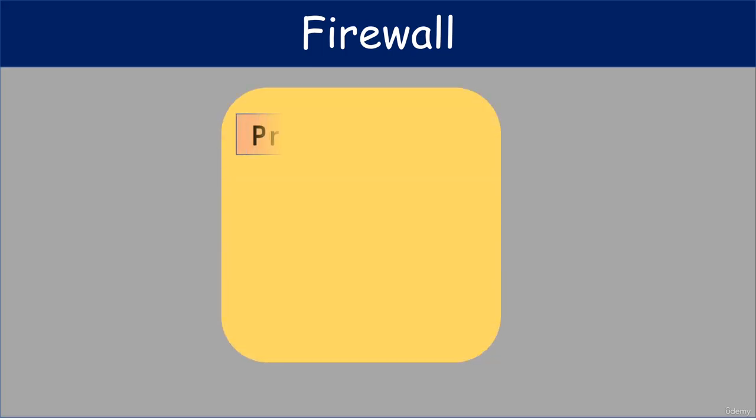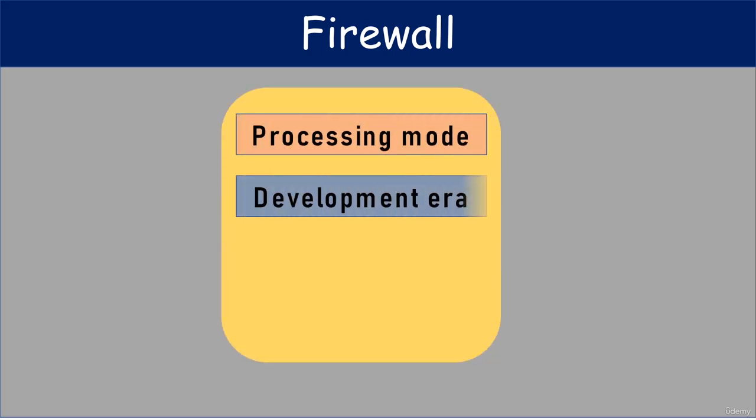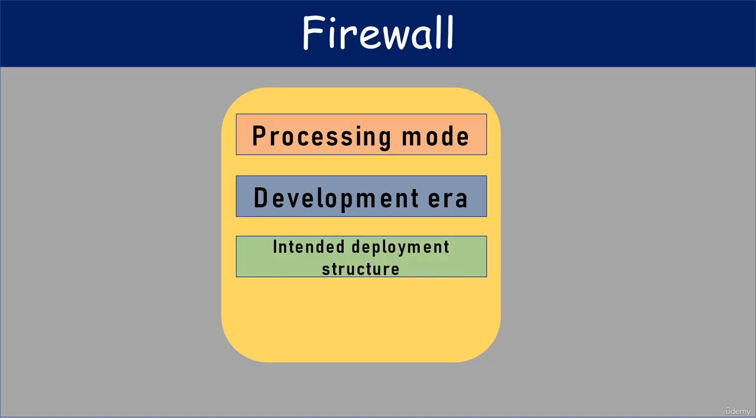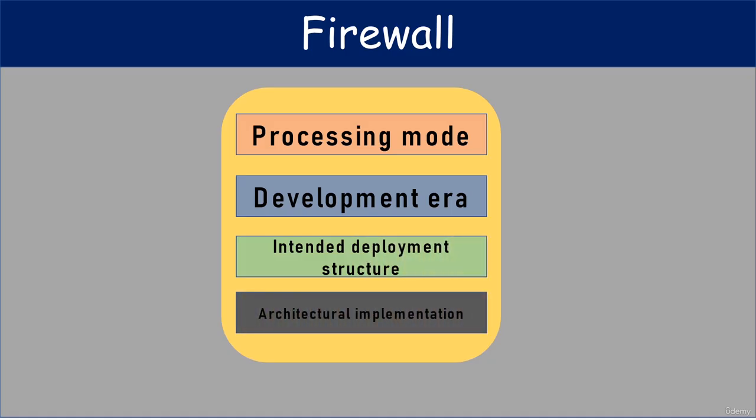All messages entering or leaving the internet pass through the firewall. So the firewall examines each message and blocks those that do not meet the specified security criteria. If we talk about the categories of firewalls, we have processing mode, development era, intended deployment structure, and architectural implementation. Okay, so now let's start with the processing mode.